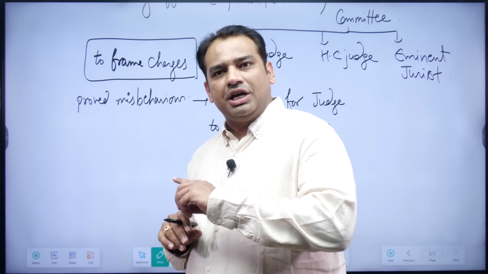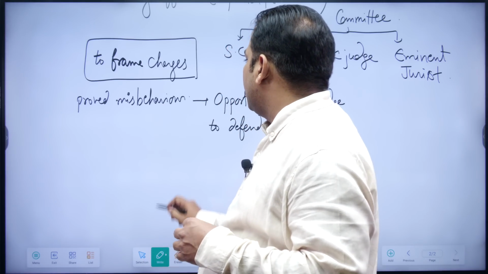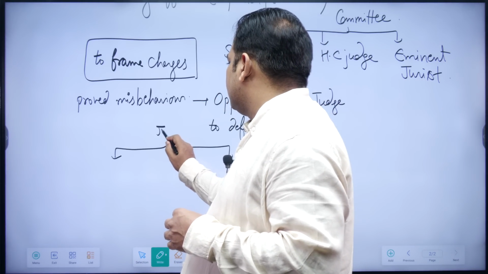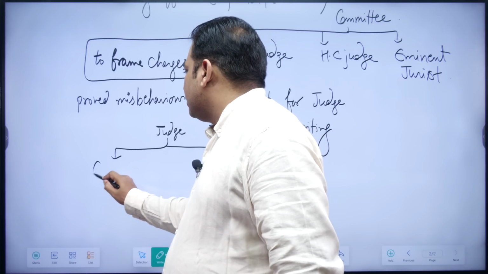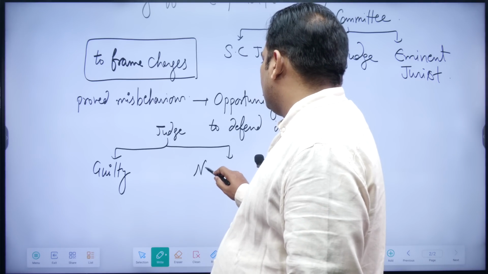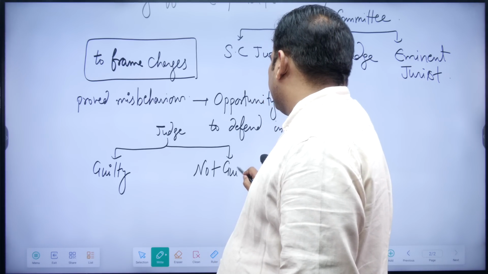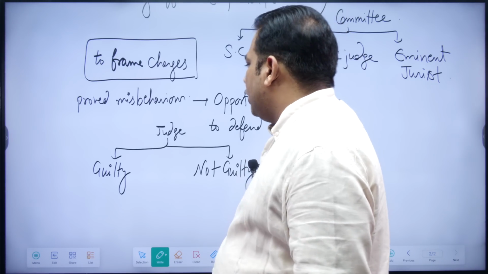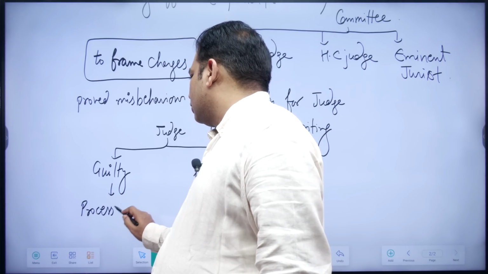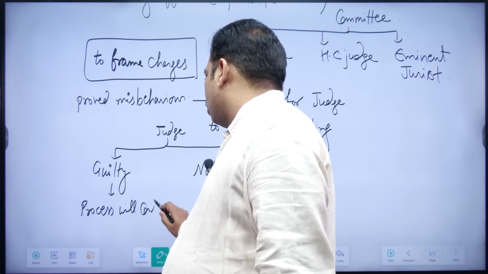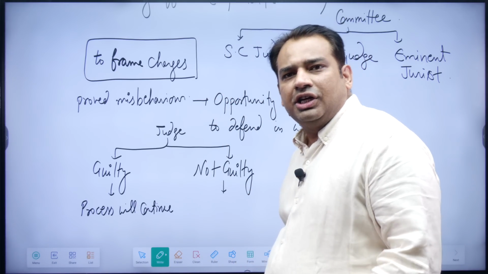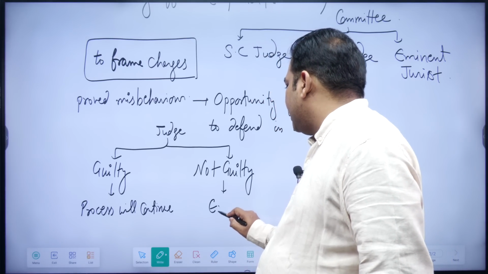That means this inquiry by the committee can result in 2 options. One, they may find the judge guilty, or they may find the judge not guilty. If the judge is guilty, the process will continue. If the committee is of the view that the judge is not guilty, the process will end here only.